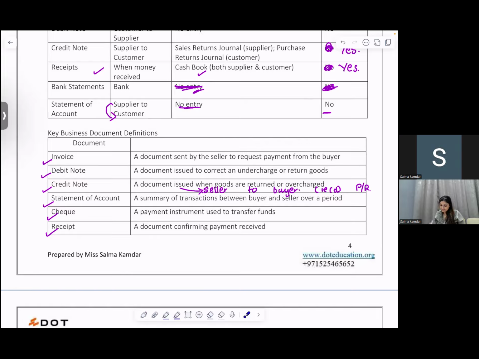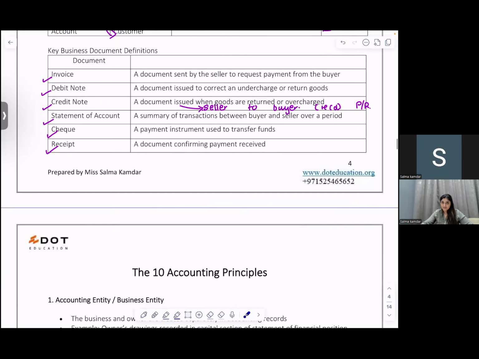Statement of accounts is a summary of transactions between buyer and seller. Check is used to transfer funds. Entries are passed in the bank account when there are things related to check. And receipts is a document to confirm whether I have received the payment. So if I issue a receipt, that means I have received the payment. It would be on cash book debit side. If I receive a receipt, that means I have paid. So it would be on the cash book credit side. So this is all related to business documents.